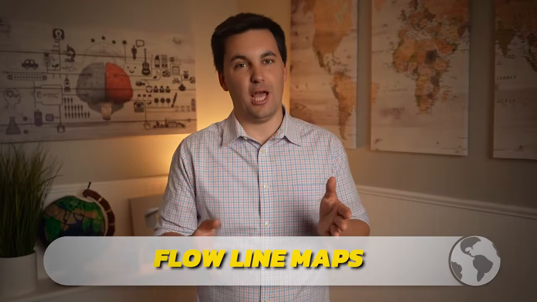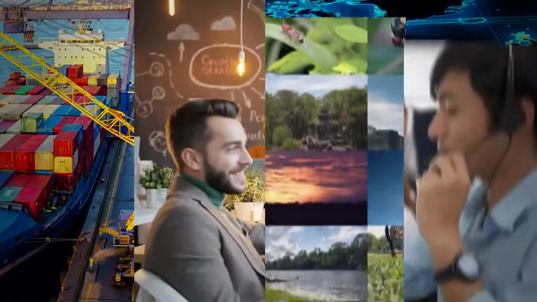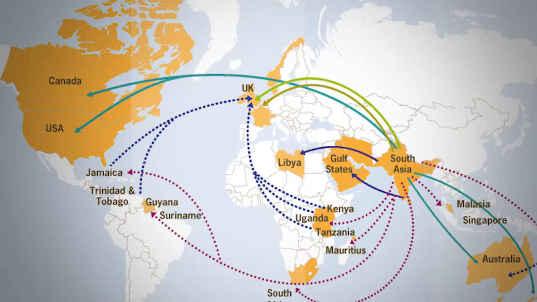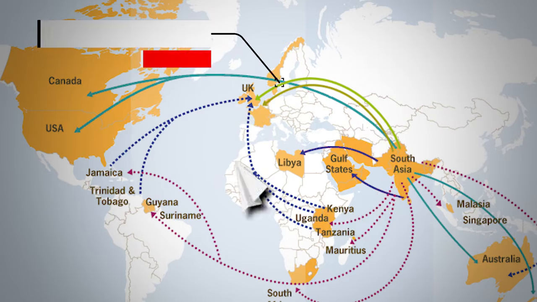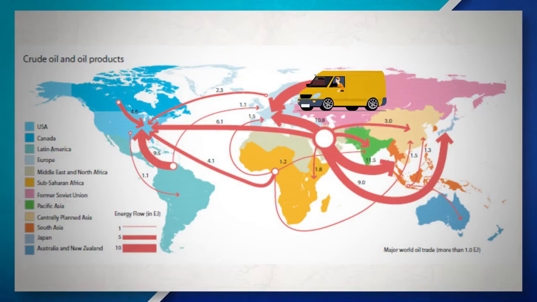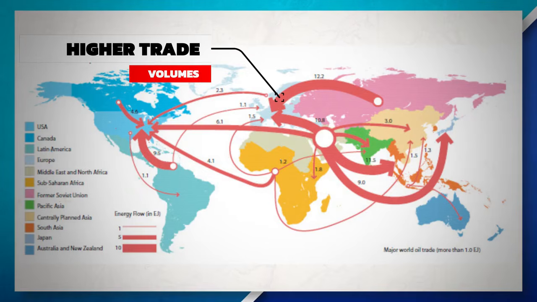Then there are flowline maps, which show the movement of different goods, people, animals, services, or ideas between different geographic locations. For instance, in a migration flow map, the lines often represent the movement of people between different regions or countries, with wider lines indicating larger migration volumes. Or in a trade flow map, the lines depict the movement of goods between ports or trade routes, with thicker lines indicating higher trade volume.